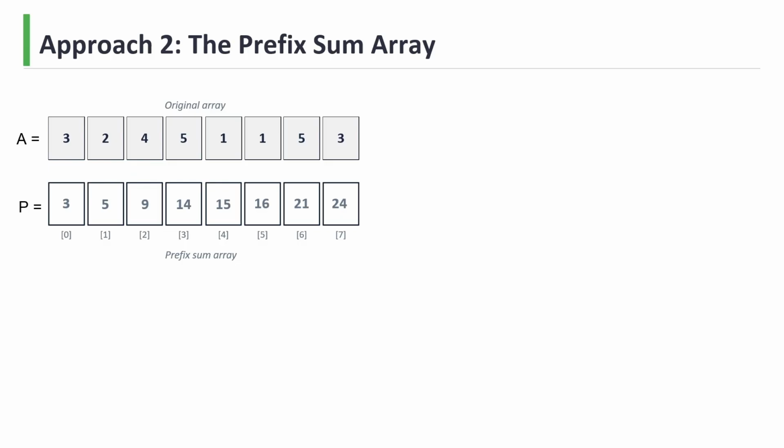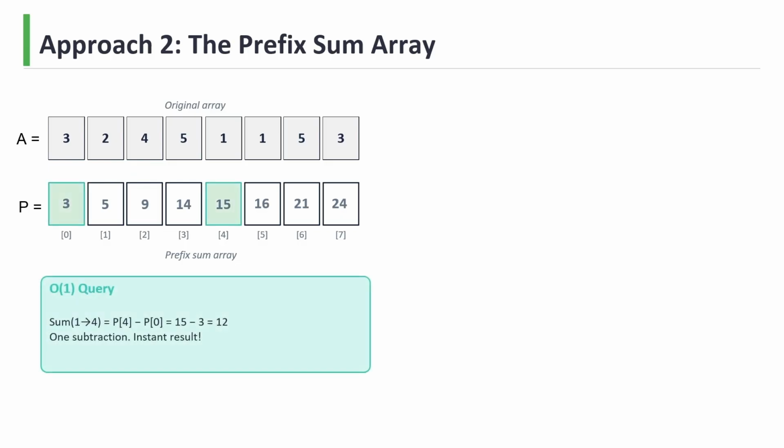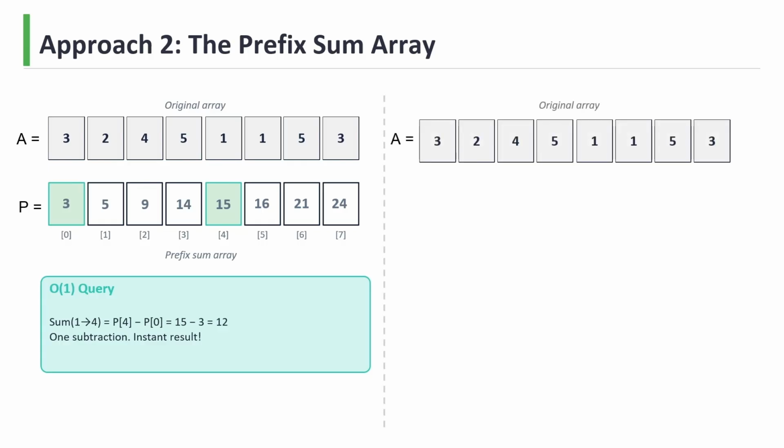And so on. This approach makes the range query incredibly fast, bringing it down to O(1) time. You get an instant result with just one subtraction. For example, the sum from index 1 to 4 is simply the prefix sum at index 4 minus the prefix sum at index 0, which equals 12. But this efficiency comes at a cost for updates.